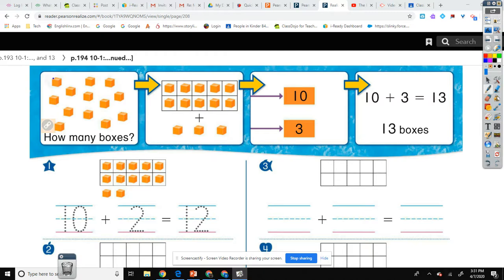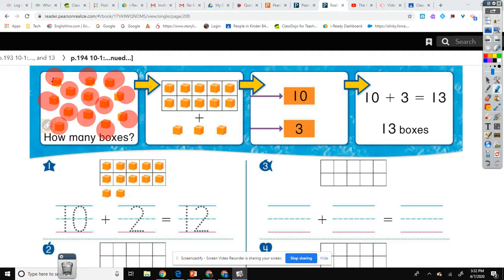Let's count them. 1, 2, 3, 4, 5, 6, 7, 8, 9, 10, 11, 12, 13. You got 13 boxes. So 13 boxes, you got an arrow here, and then you got a 10 frame. That's like opening both hands to have 10 fingers. 10 boxes, a 10 frame. Say 10 frame. That's right, 10 frame.